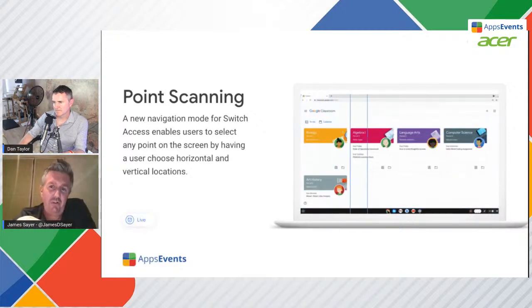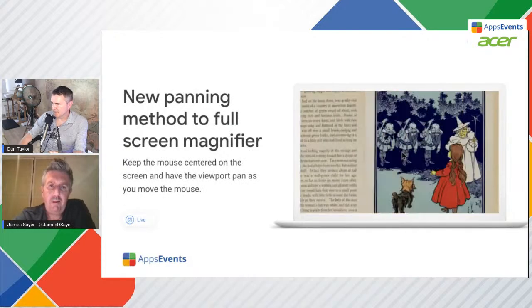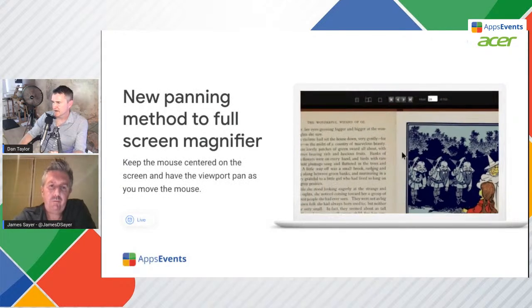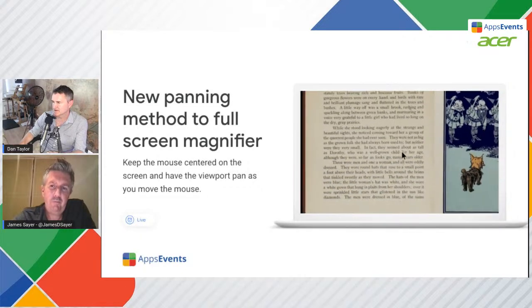But if you want to select a point on the screen, you've got a slider where you move left and right, and then horizontally and then vertically. You can see that happening. Exactly. And again, panning method to full screen magnifier. Keep the mouse centered and move around. So again, something quick, probably nothing to say about this.